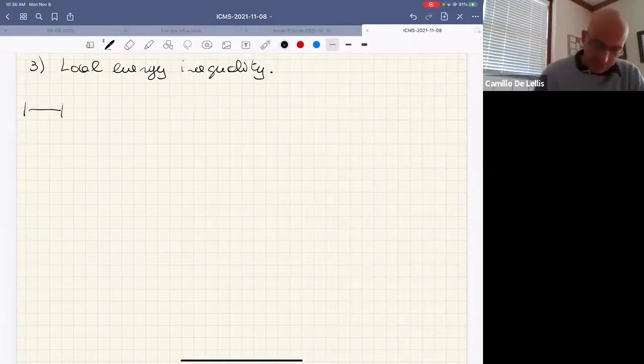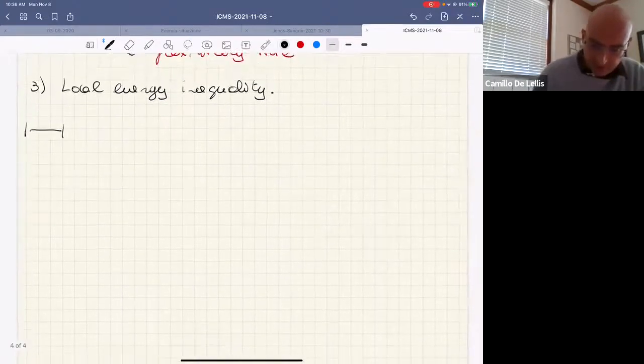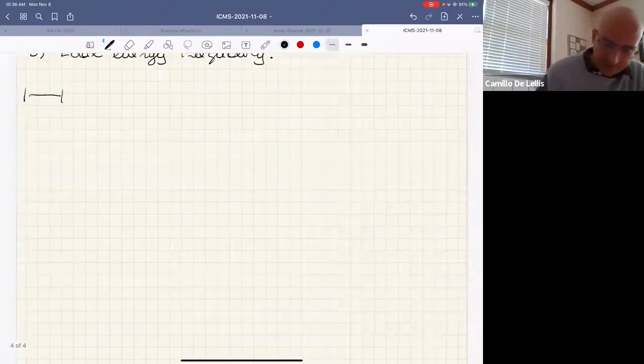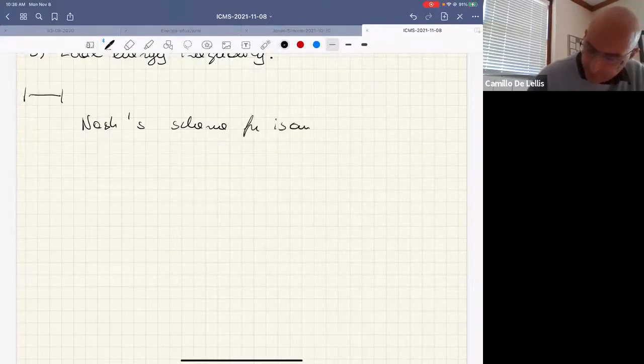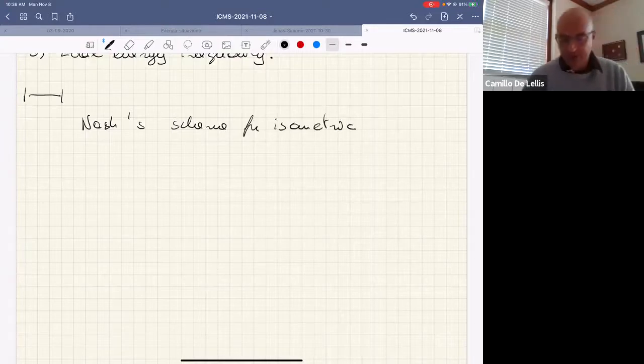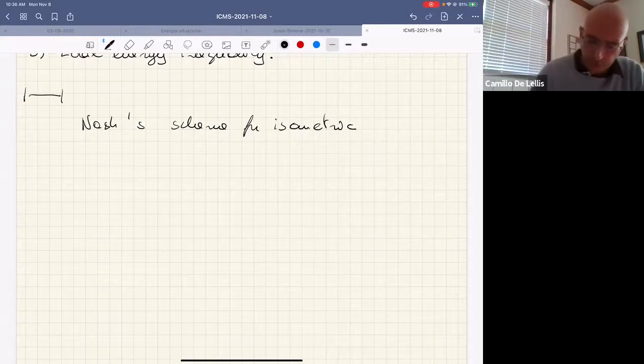Okay, so let me start with the grandfather of these iteration mechanisms, which actually is the Nash scheme for isometric embeddings. And I will illustrate the basic idea of the scheme, and then we will study how you can modify it, or how you can take certain ideas of Nash and generalize them to a much broader context.